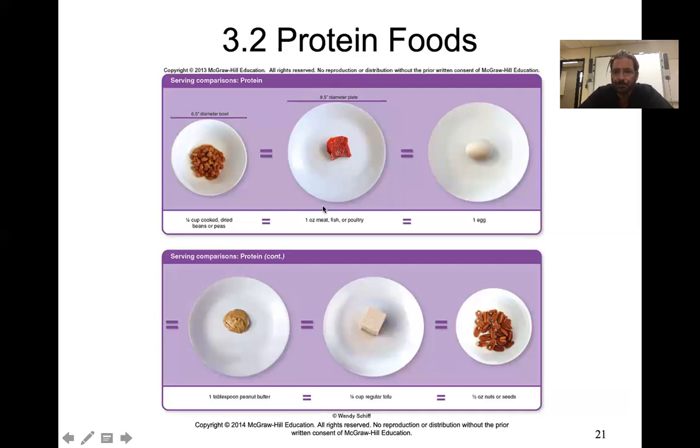And here's just some serving sizes of protein, so whether that's dried beans or peas. One ounce of meat, fish or poultry. Most of you would think that's one mouthful, or 2 ounces is the dietary recommendation, which is a size sort of like your fist or a deck of cards or whatever it happens to be, or 1 egg. Other things you can get, peanut butter, regular tofu, or some nuts or seeds. So other sources of protein, or things that you can add to other things to get some sort of protein.